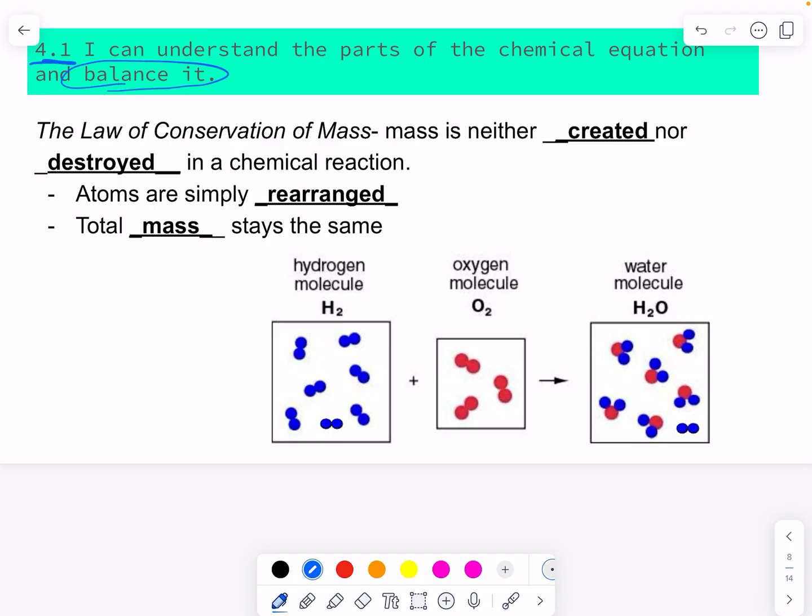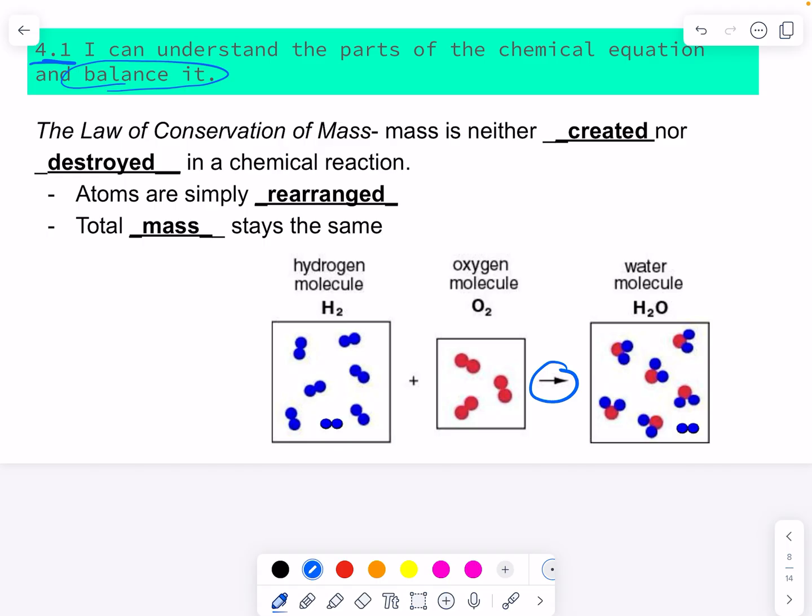So one fundamental law of science is the law of conservation of mass. It says mass is neither created nor destroyed in a chemical reaction. The atoms are simply rearranged, but the total mass stays the same, right? So things can change, they can reconnect, but the number of Legos you have on the left side of the arrow must equal the same number of Legos on the right side of the arrow, okay?